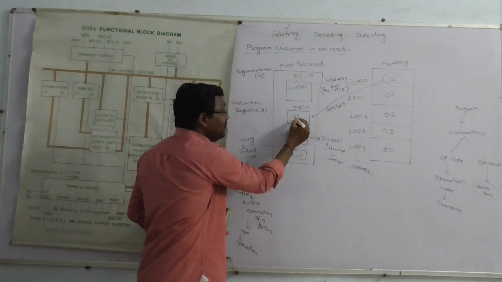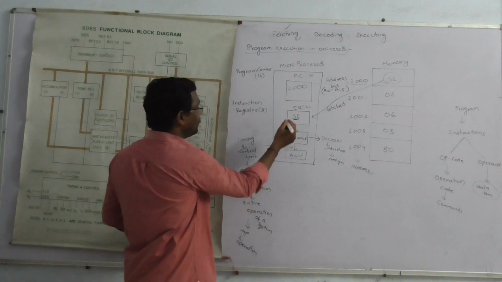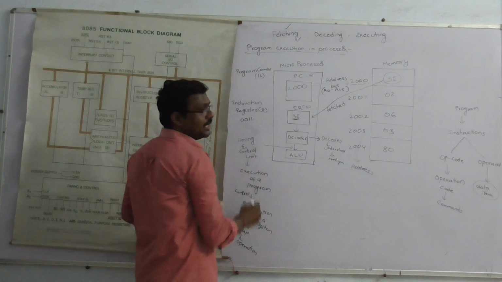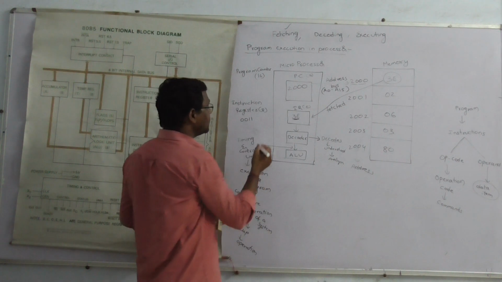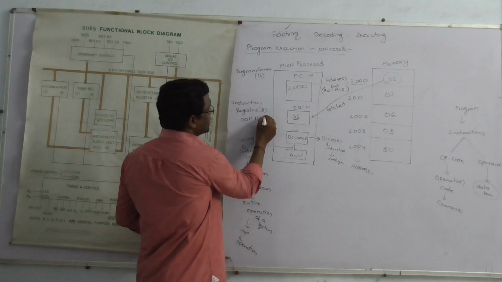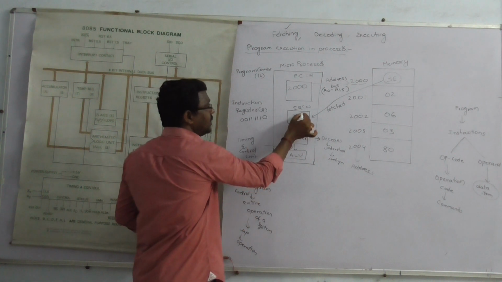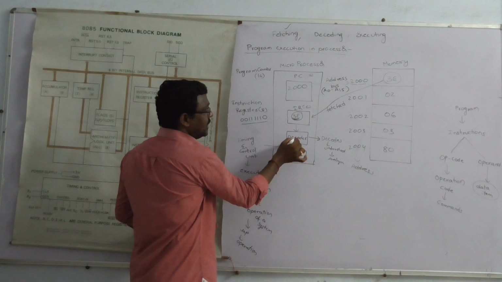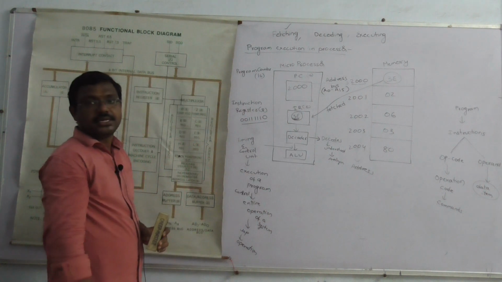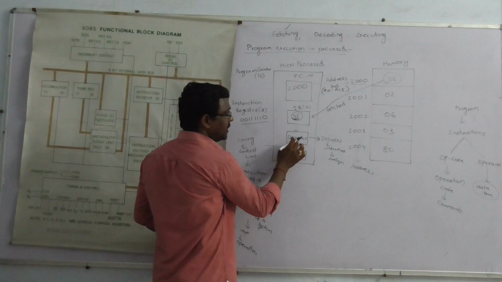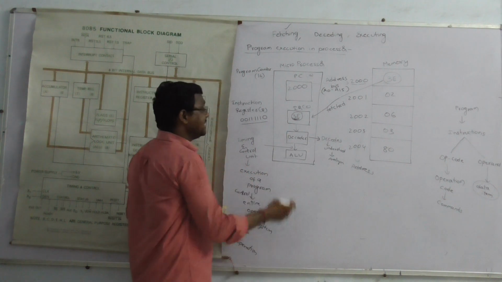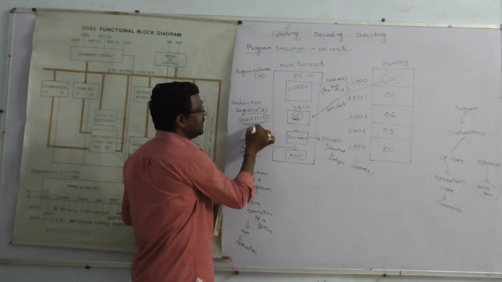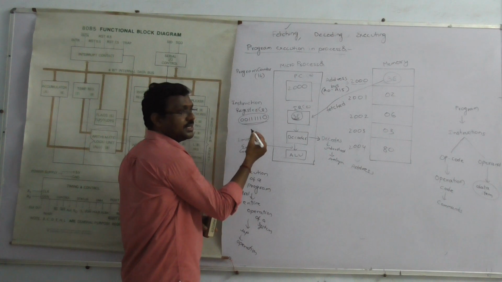Decoder means decoding the information. For example, the hexadecimal value 3 can be converted to the binary value 0011, and E hexadecimal, which is 14, can be represented in binary as well. The information is converted into binary form and sent to the decoder. What is the function of the decoder? The decoder decodes and analyzes the information present in the instruction register.